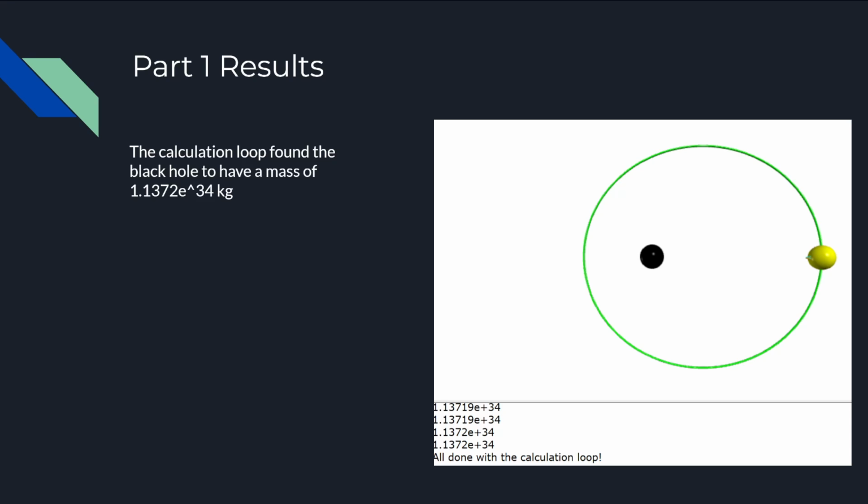The calculation loop found the black hole to have a mass of about 1.1372 times 10 to the 34th kilograms, with its orbit shown in the picture on the right.